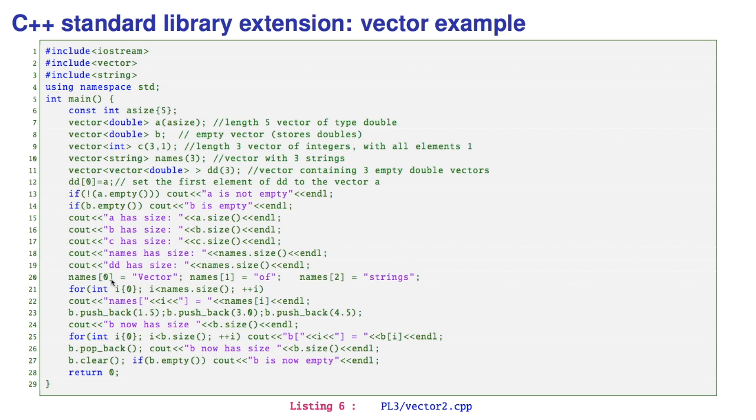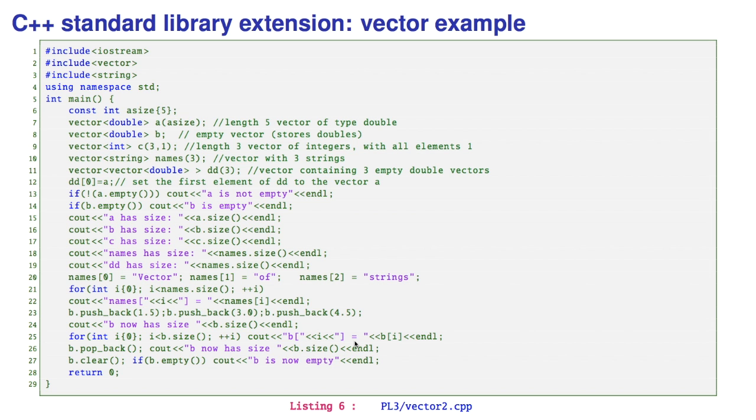I then initialize names[0], names[1], names[2] to strings, and then I can actually run over the size of the vector when doing a cout. Okay, this should have been indented, and I don't know why it's not indented. And I then can push back some numbers on b and output the size of b, and I can output all the sizes and all the detail inside the function. So that all looks pretty cool and pretty clear.